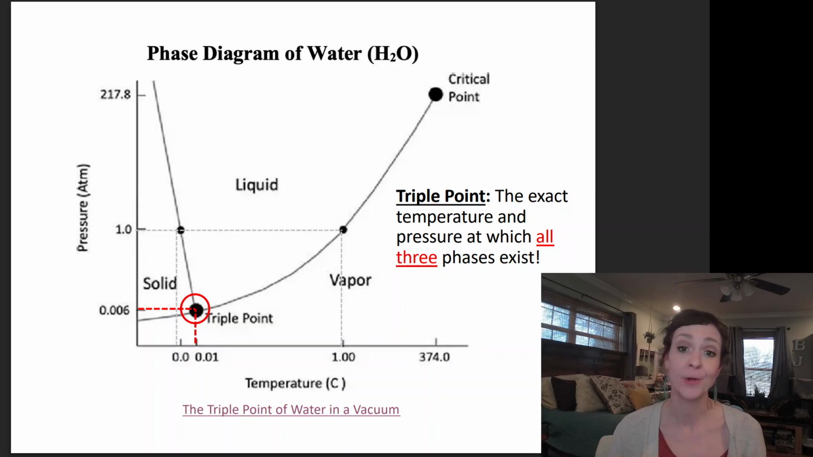So that is way cool, the triple point. As you can imagine, or as you saw in the video, creating a triple point usually happens in a vacuum chamber where you can directly control the pressure and the temperature to get to that triple point. But very, very cool.